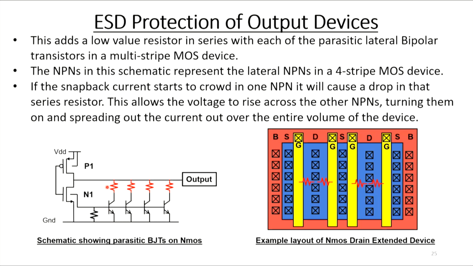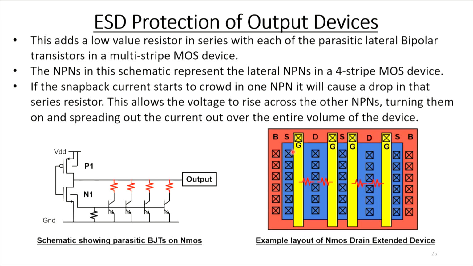What we want to do is add a little tiny resistor in series with each of these bipolars. And the idea is if one of these bipolars starts crowding all the current, or sucking all the current, the drop across this resistor will allow the output node to rise up, and that will allow these other bipolars to trigger and turn on. And you can see from a layout standpoint how that's done.